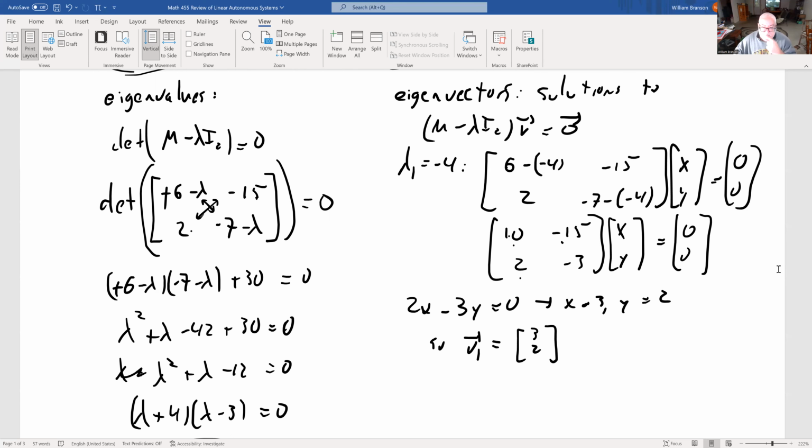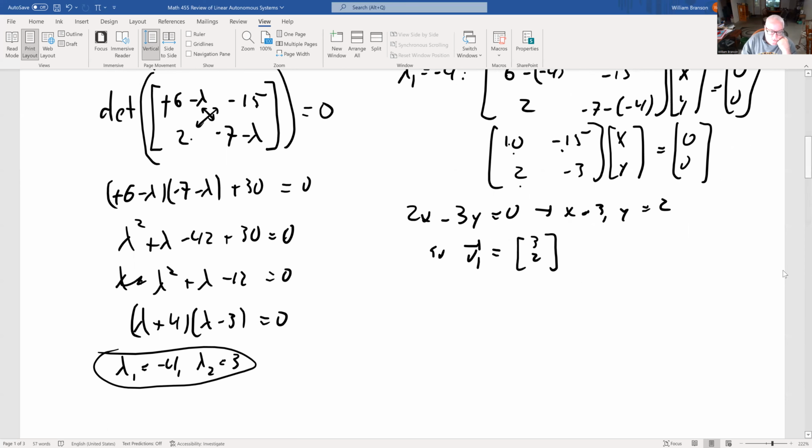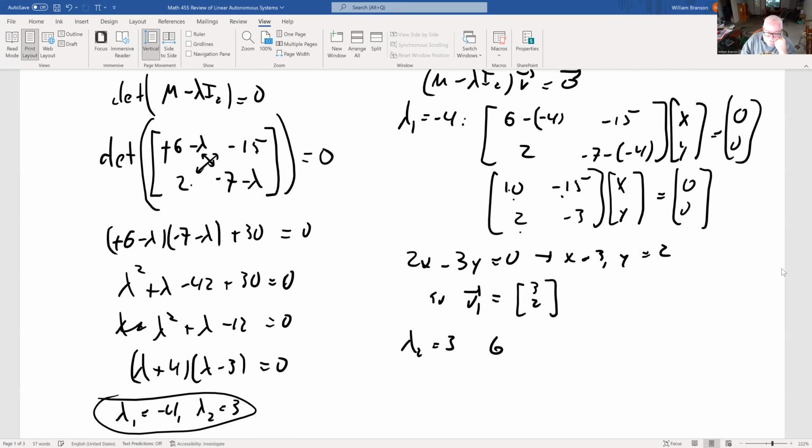Okay. And if we take lambda 2 equals 3, we do the same sort of thing. We now get the matrix 6 minus 3, minus 15, 2, minus 7 minus 3, times x, y equals 0, 0.